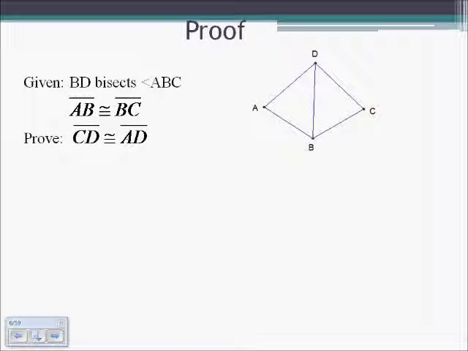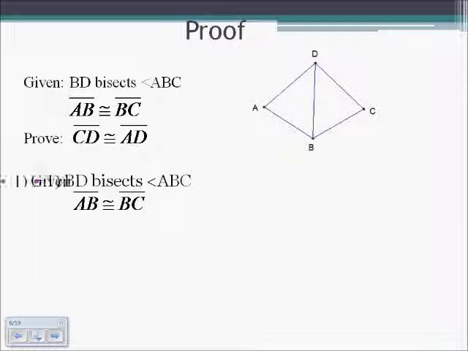Alright, next one. Given BD bisects angle ABC and AB is congruent to BC, prove that CD is congruent to AD. So what does it mean to be bisecting? Well, or how are we going to get to this point? Well, let's say the given first of all, and then use what the given says to us. BD bisects ABC.